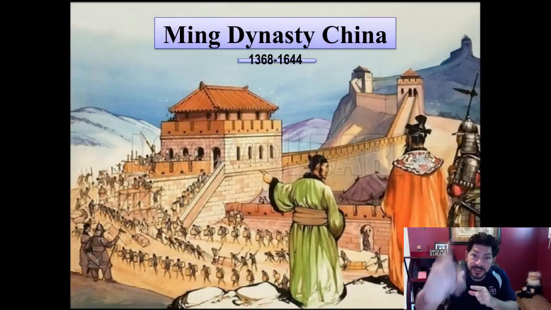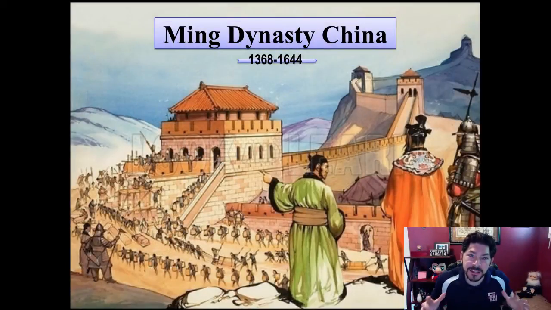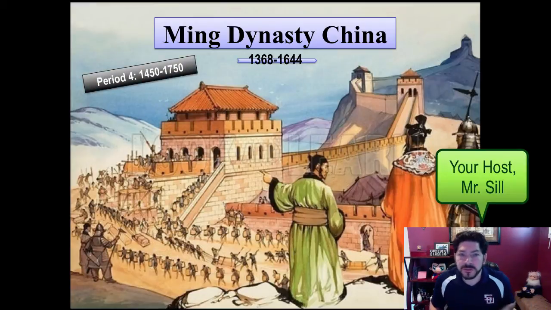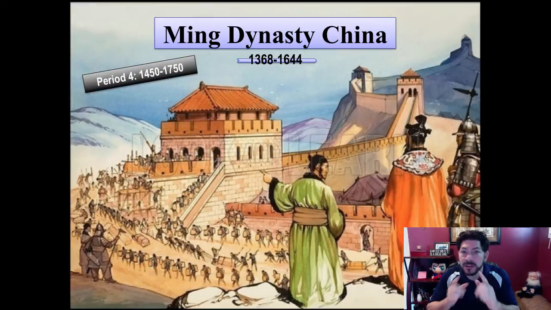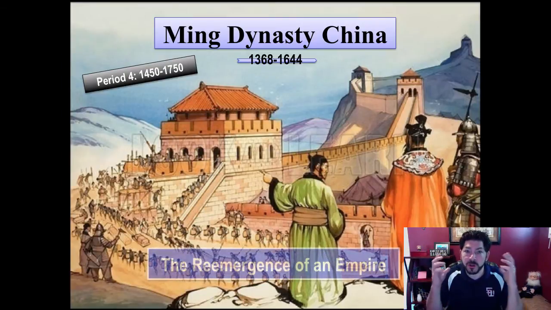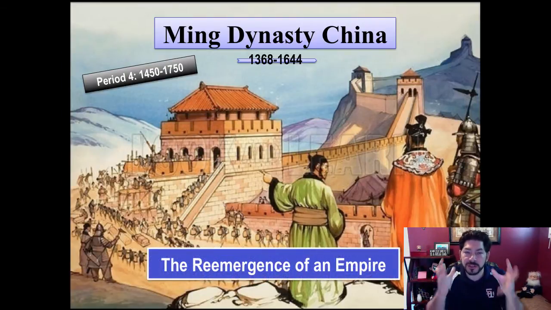Hey everybody, today we're going to be looking at the Ming Dynasty, and this is in period 4, 1450 to 1750. But you'll notice that the Ming Dynasty actually starts in period 3 and sort of overlaps into period 4. But what we're going to be focusing on really is what's called a reemergence of China as a powerful entity in the world, and we're going to look at it in 3 phases.